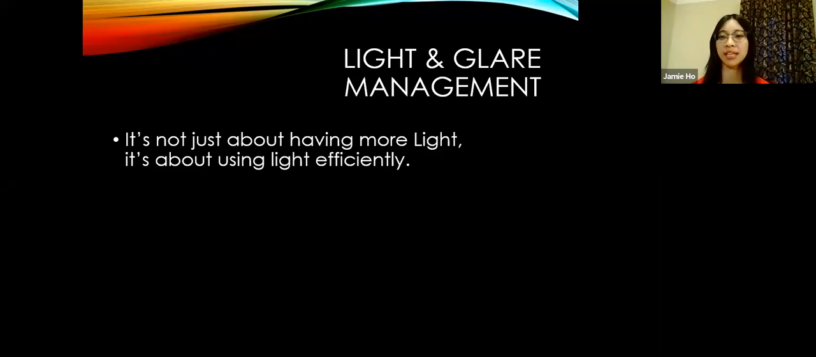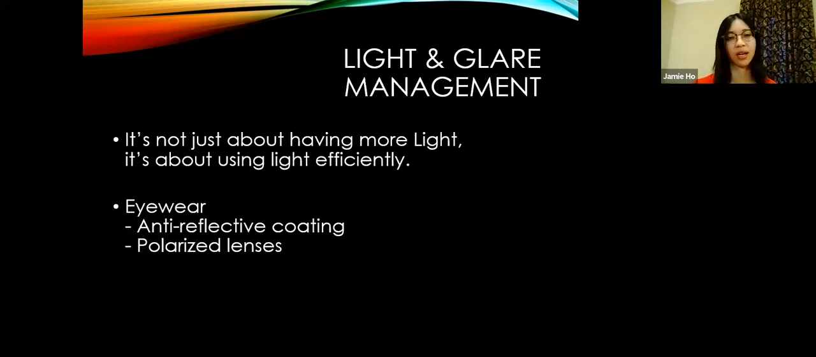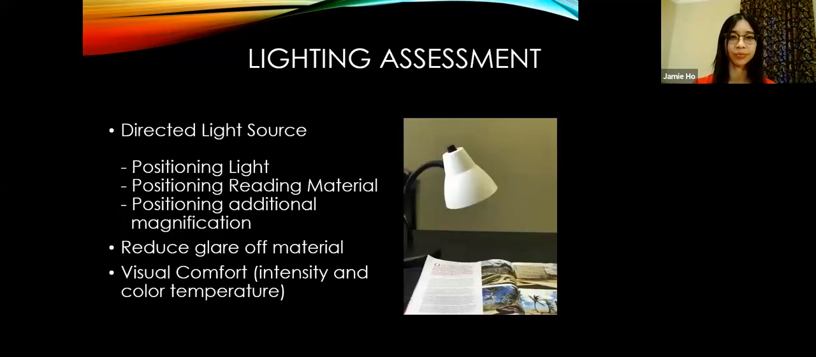It's about using light efficiently, and how light is efficient for one low vision patient will probably differ from the next patient. So there's not a standard way. For someone who just has mild low vision, I look at eyewear. So we do want to prescribe anti-reflective coating, and polarized lenses if they're very light sensitive, or by the water. So a lighting assessment.